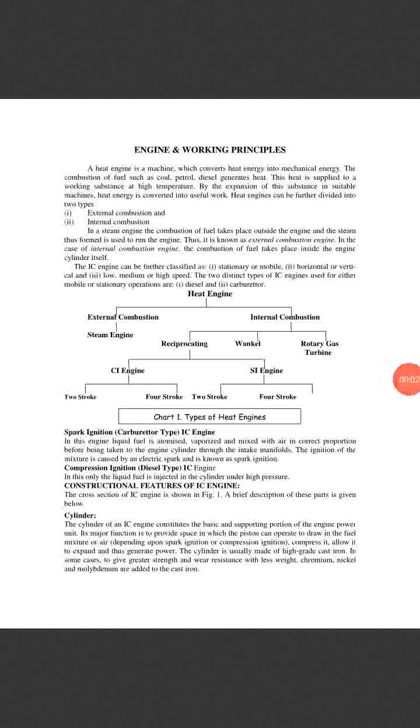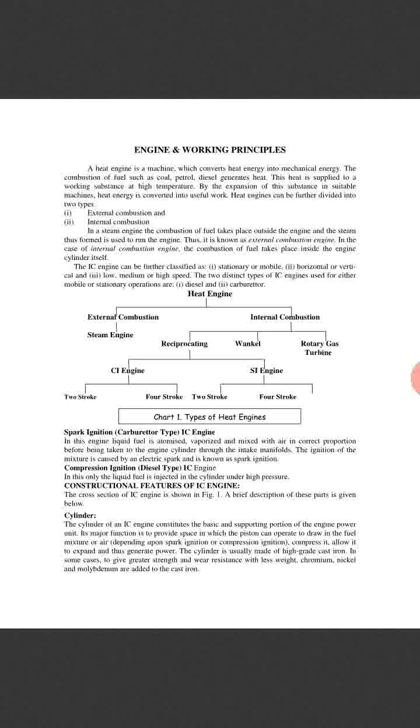Students, in the earlier video lecture, we have learned about different types of engine and their working principles. In this video lecture, we will learn about the components or the constructional features of IC engine.